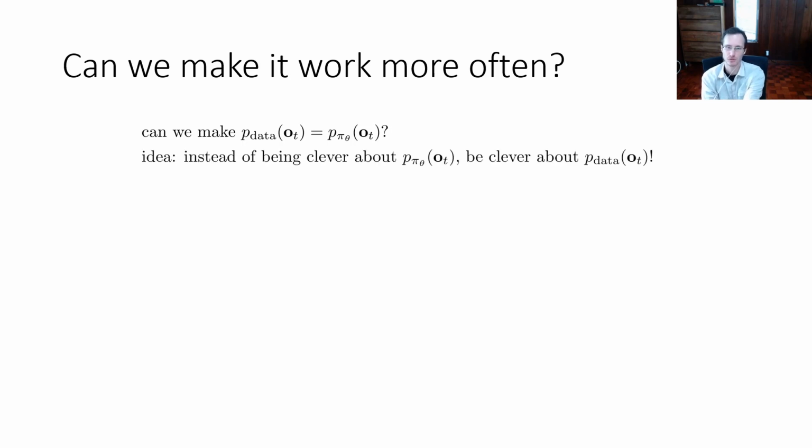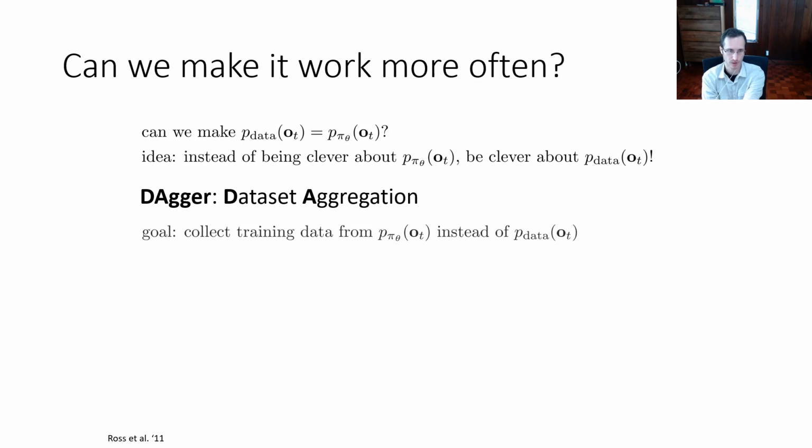So instead of being clever about p pi theta or about how we train our policy, let's be clever about our data collection strategy. So the idea in DAgger is to actually run the policy in the real world, see which states it visits, and ask humans to label those states. So the goal is to collect data in such a way that the trained data comes from p pi theta instead of p data. And we're going to do that by actually running our policy.